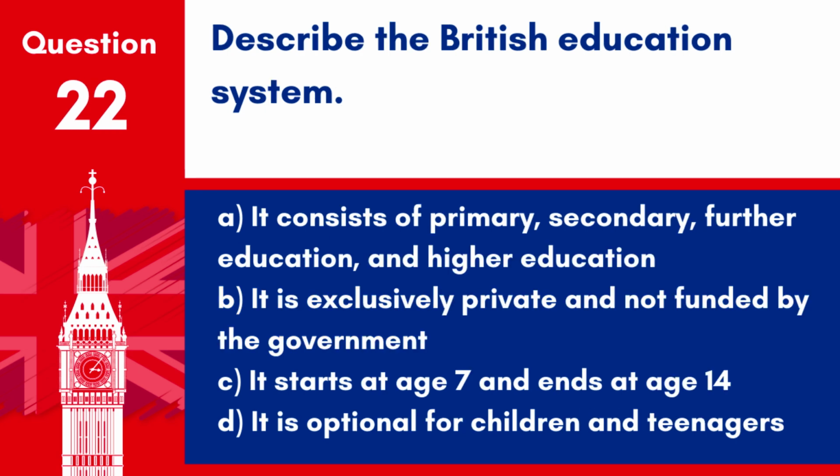Question 22. Describe the British education system. A. It consists of primary, secondary, further education and higher education. B. It is exclusively private and not funded by the government. C. It starts at age 7 and ends at age 14. D. It is optional for children and teenagers.